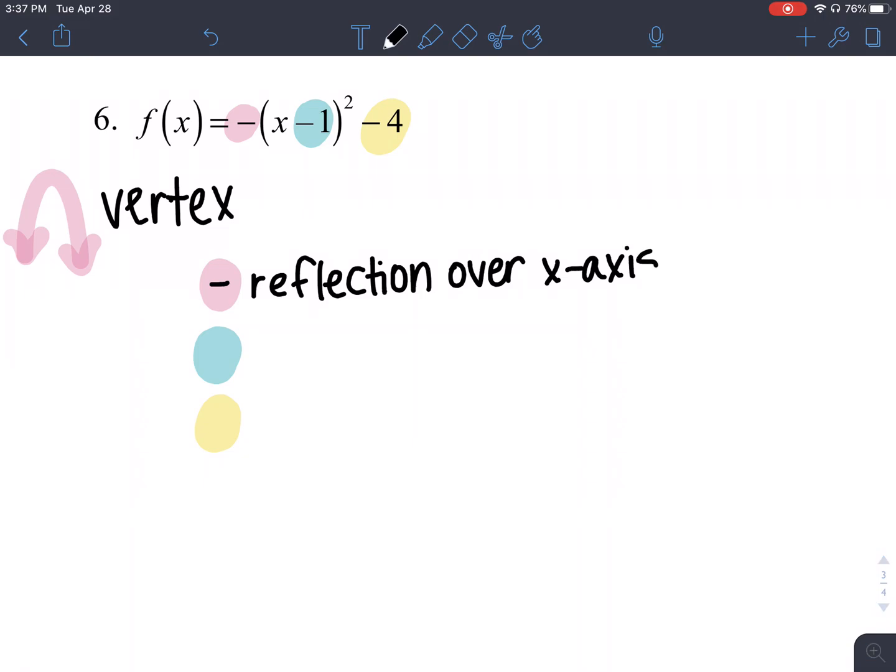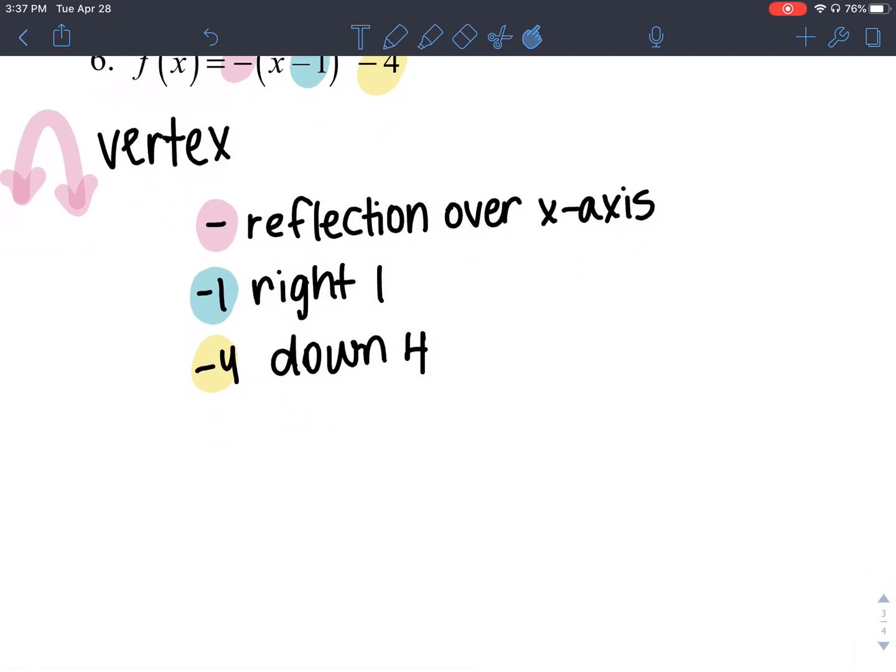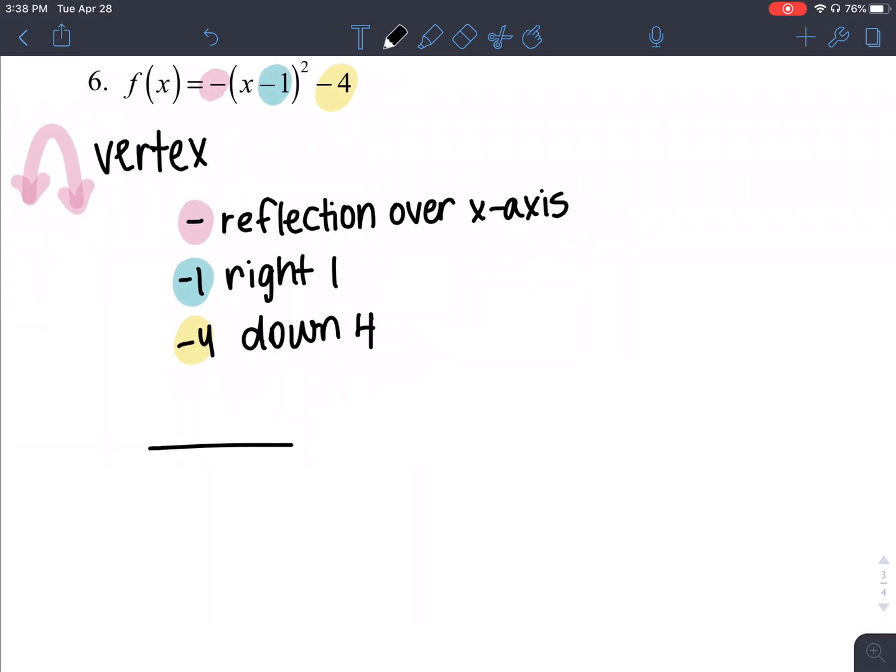over the x-axis. Then I see -1, which means I'm going to go to the right 1. And then I see -4, which means down 4. Okay. So now that I have those transformations, I'm going to look at my table.